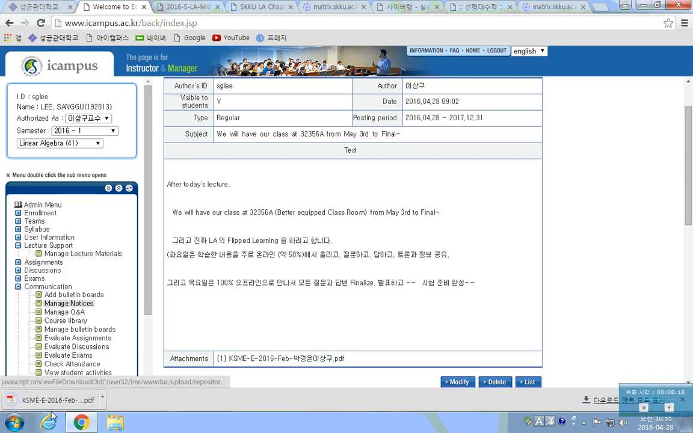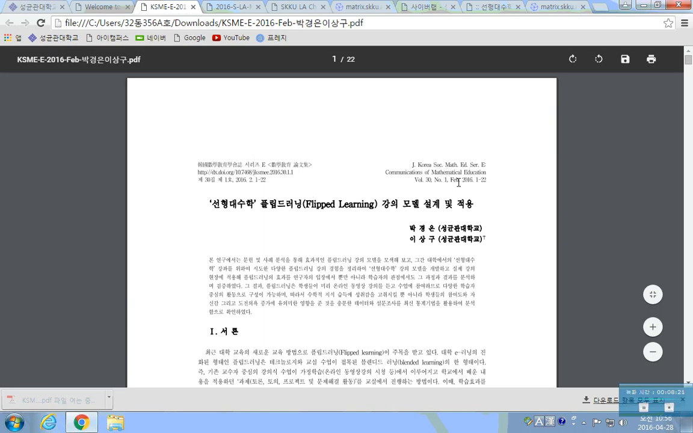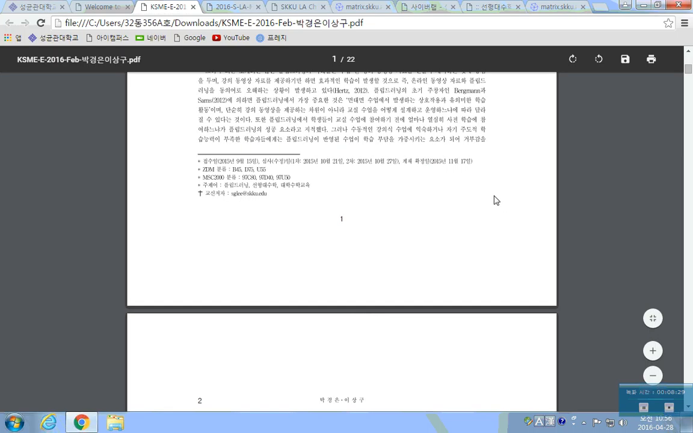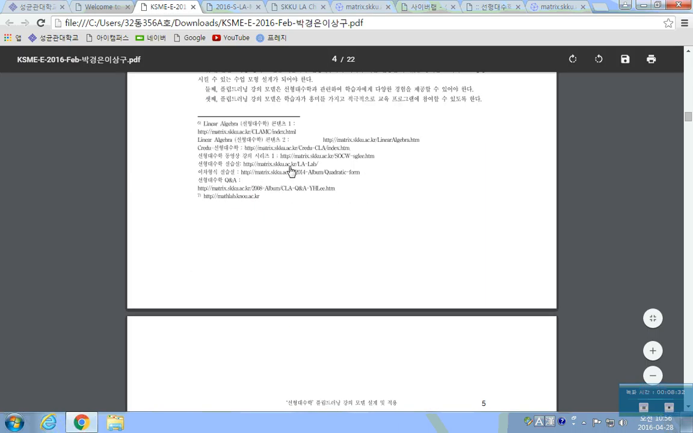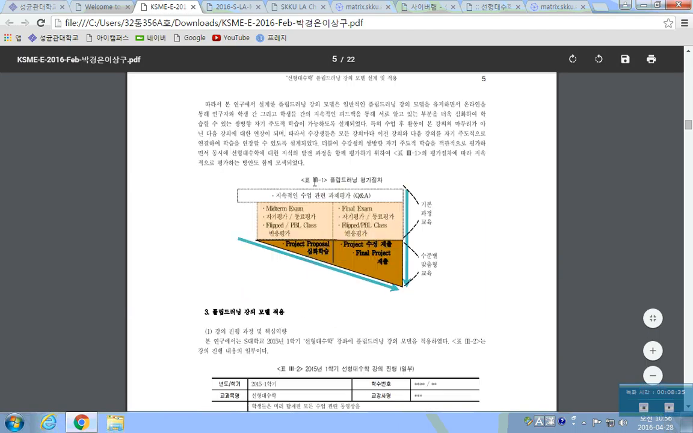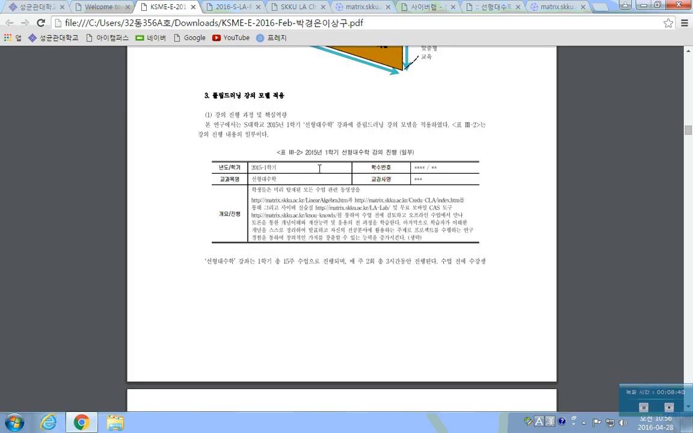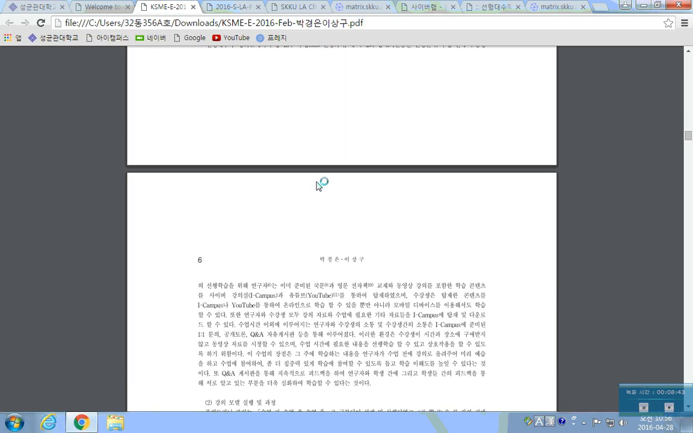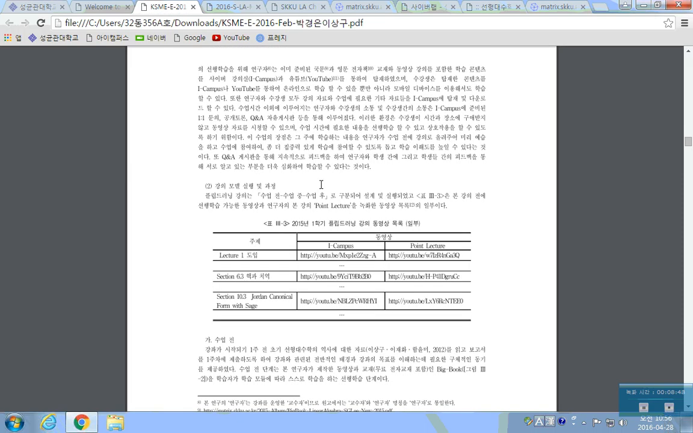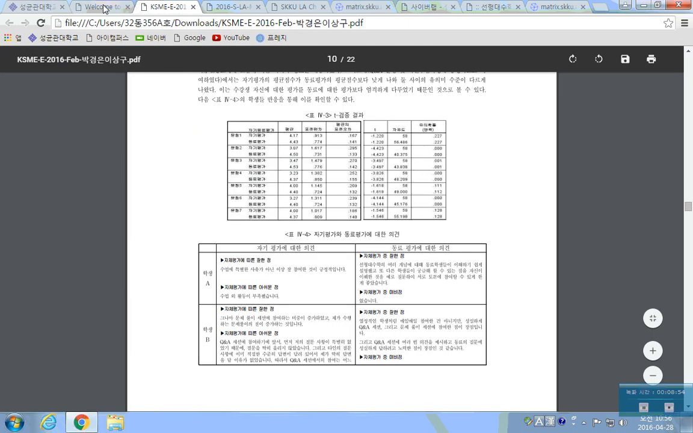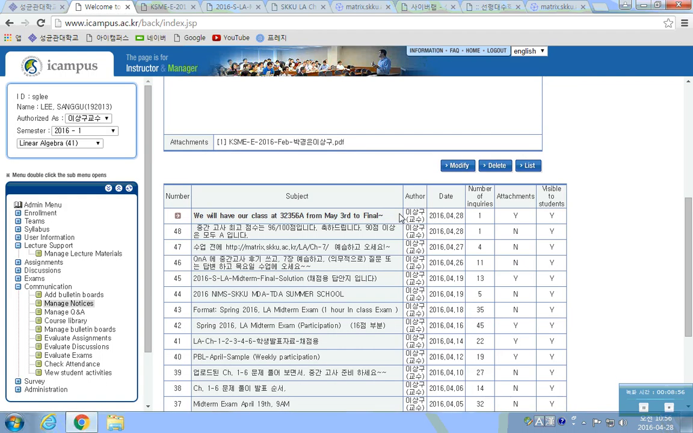And also, this is a paper that was recently published in February of this year, and this is a kind of report on the flipped learning class of linear algebra. And here you will find the web addresses and what we have done over the last semester. You will understand what I intended for the lectures in this semester. So go through it, and you will see what we intended by this flipped learning class of linear algebra.